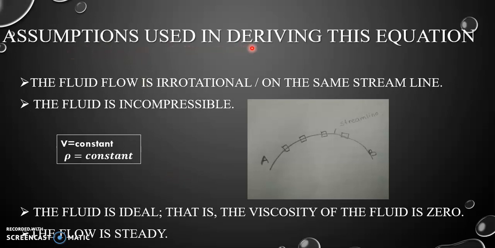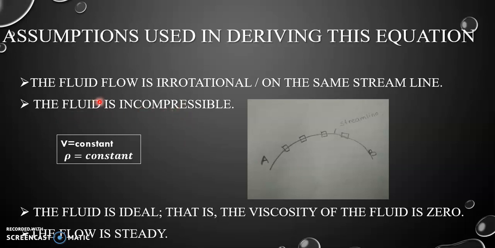These are the assumptions that are used in deriving this equation. The first assumption says that the fluid flow is irrotational, or they are on the same streamline. So what this statement is telling us is that if a fluid is flowing from location A to B, then those fluid particles flow in the same streamline, just as shown in this figure, and they do not rotate on their own axis.